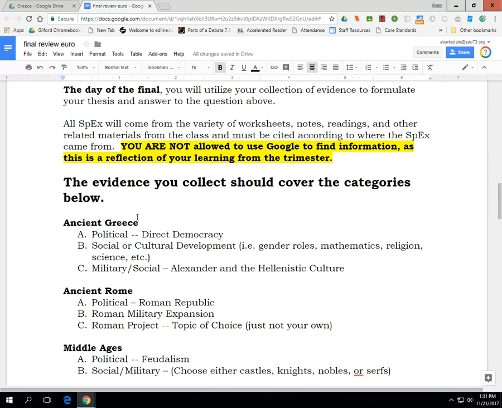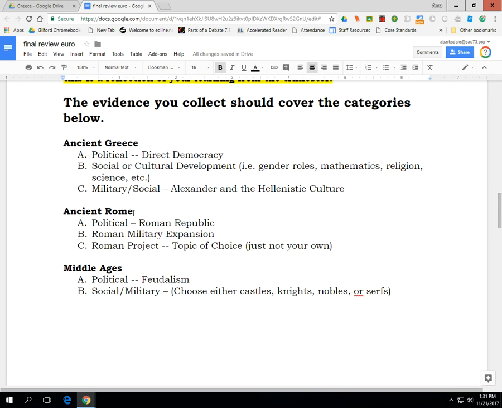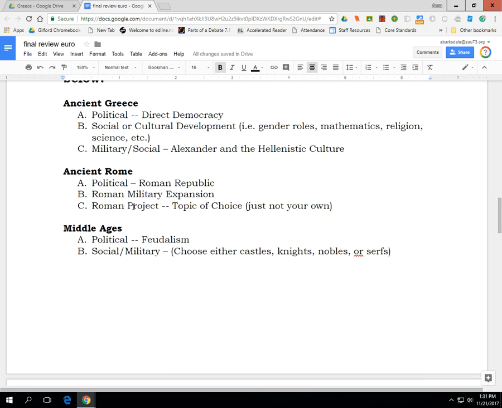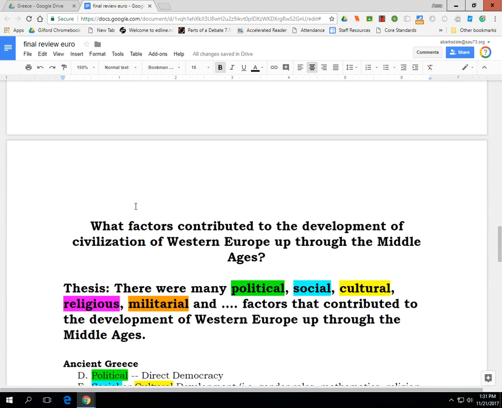So this page gives you the directions that you need, but I'm going to scroll down and actually extend this learning by talking to you a little more in depth about what you need to do. All right, so the first thing is, this is the question that's driving everything that you find evidence for. What factors contributed to the development of civilization of Western Europe up through the Middle Ages?